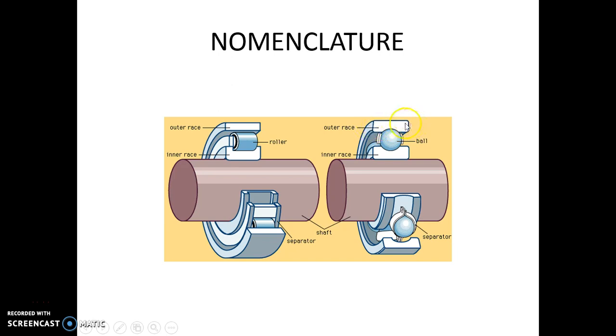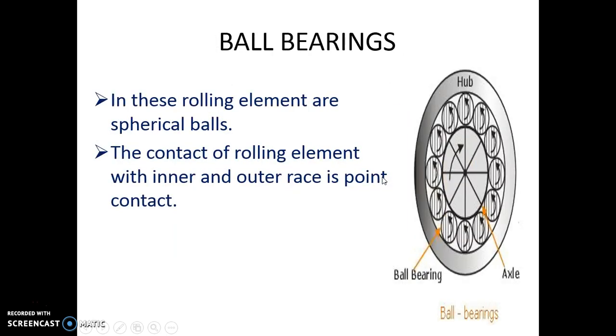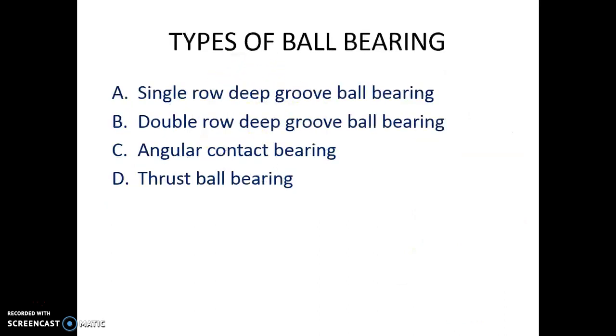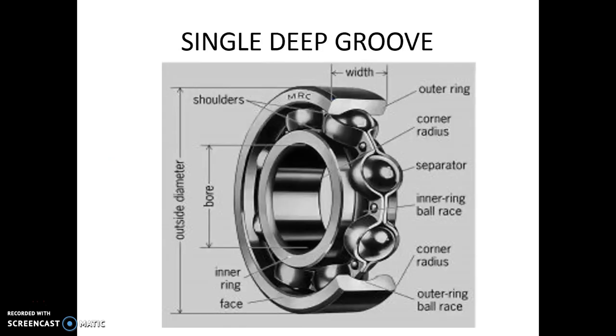In a ball bearing, again we have the outer race, balls separated by this separator or retainer, then the inner race and shaft, and again parts are repeated because it's a cross-sectional view. In a ball bearing, the rolling elements are spherical balls. The contact of a rolling element with the inner and outer race is a point contact. Types of ball bearing: single row deep groove, double row deep groove, angular contact bearing, and thrust ball bearing. Now we will see them one by one.